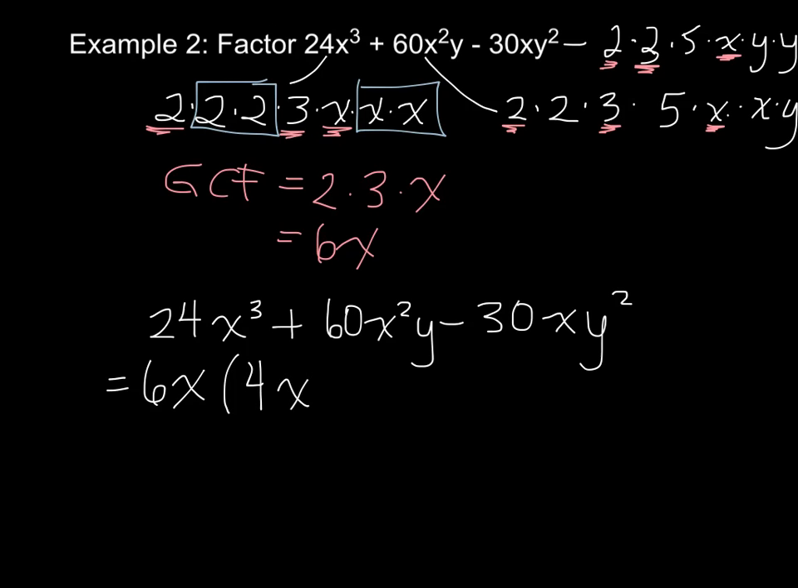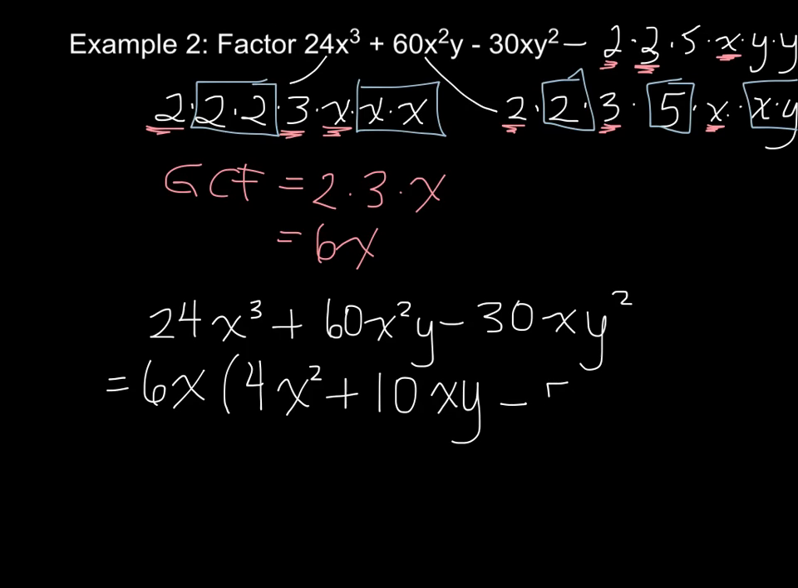So we get 4x squared plus, and you can verify again by looking above or doing the math, 60 divided by 6 is 10. x squared divided by x is x, and we still have the y. You can verify that knowing there's 2, 5, and an x and a y. And finally, negative 30 divided by 6 is negative 5. x divided by x leaves us with a 1, so there are no x's left, and y squared. Again, you can verify that with your work at the top. We have 5 left and 2 y's.